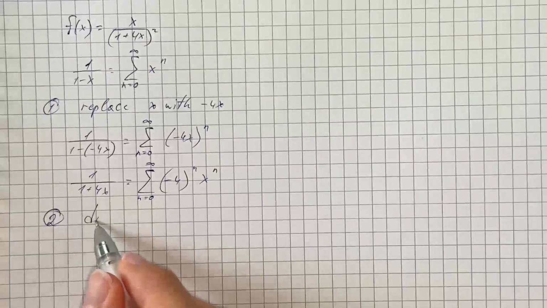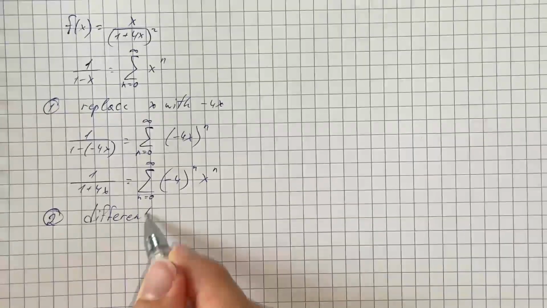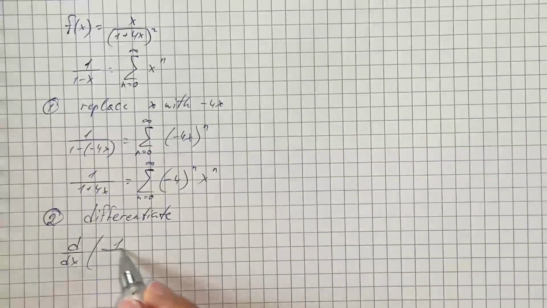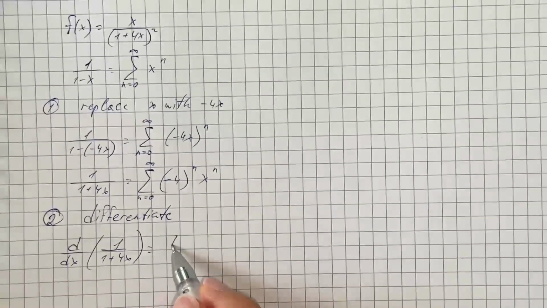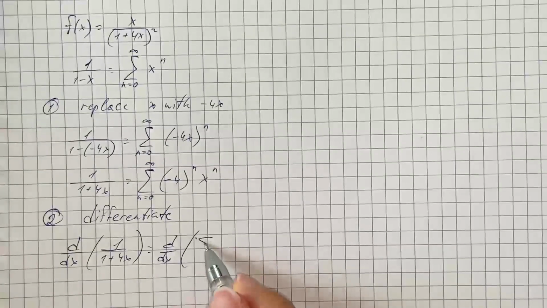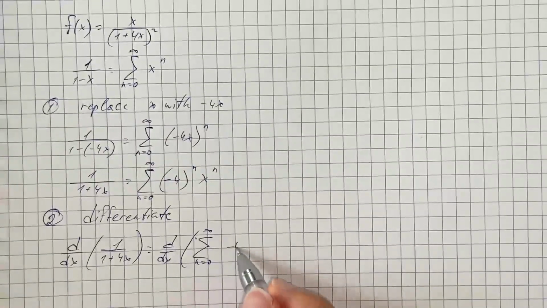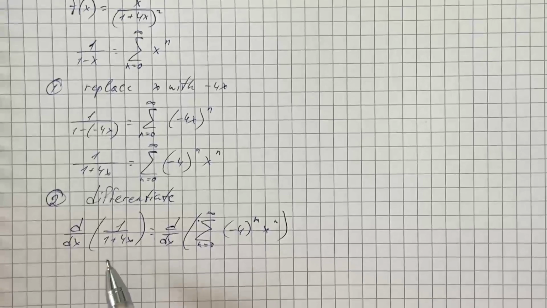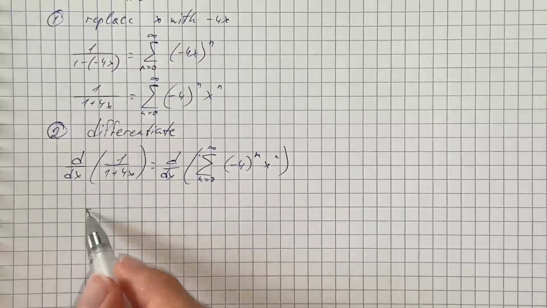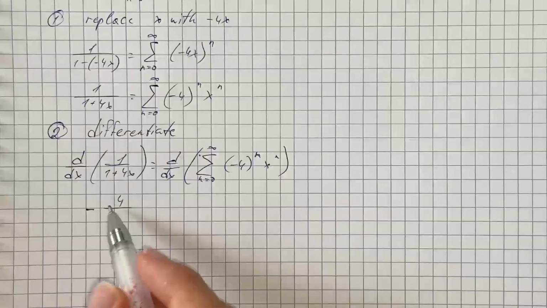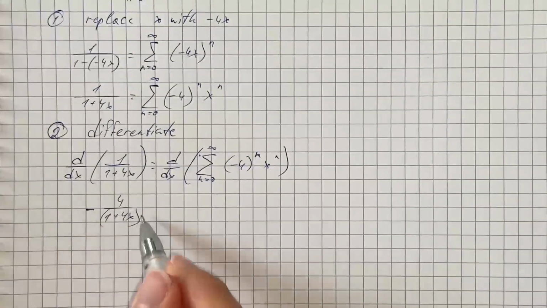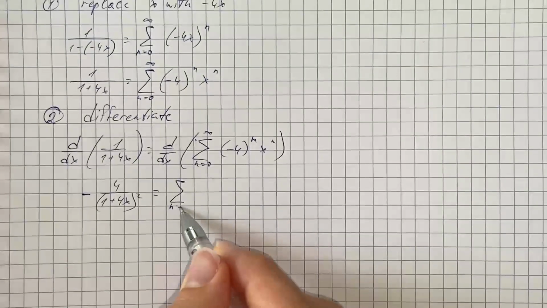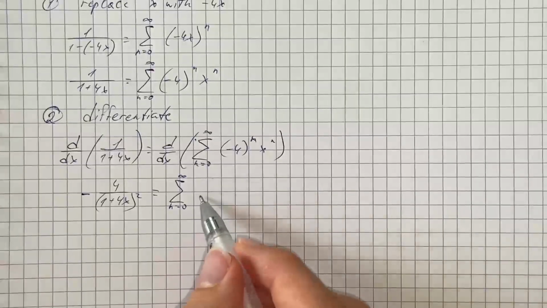The second step is going to be to differentiate both sides of the equation. So we're going to differentiate with respect to x, both sides. On the left side, we're going to use the chain rule, and we get negative 4 over 1 plus 4x squared. And on the right side, we're going to differentiate only x to the power of n.